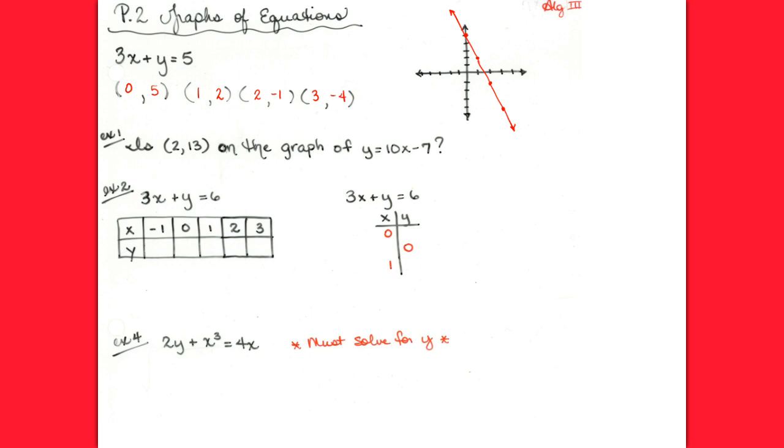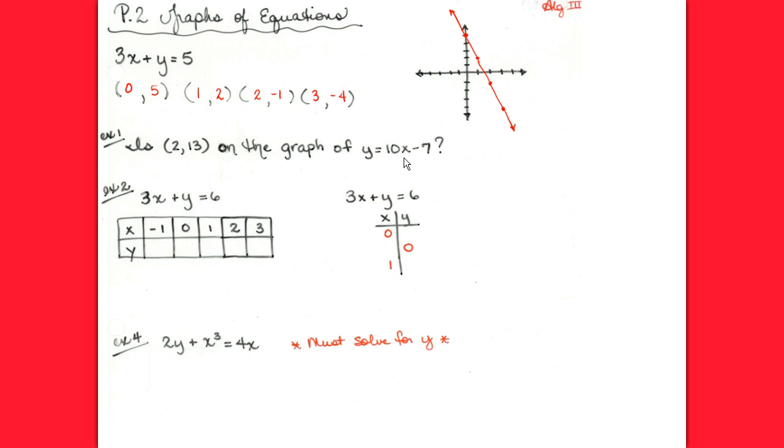The converse of that can also be helpful for us because example 1 says, is (2, 13) on the graph of y equals 10x minus 7? Do you actually have to graph that to figure it out? No. What could you do? Plug it in. If I plug it in, I can see if it's a solution point, and that would tell me if it's on the graph.